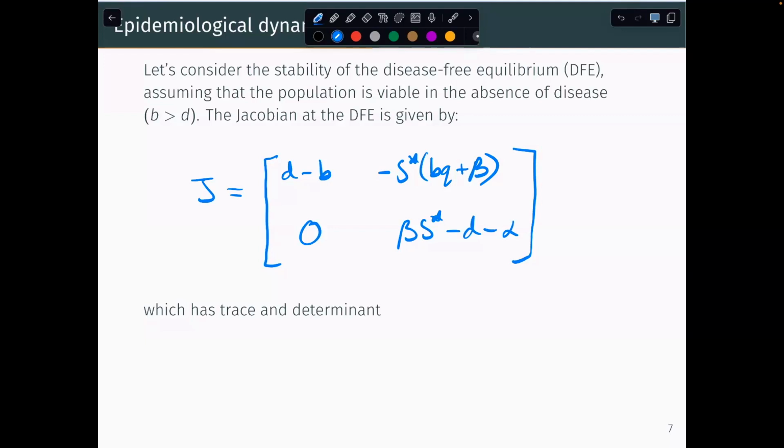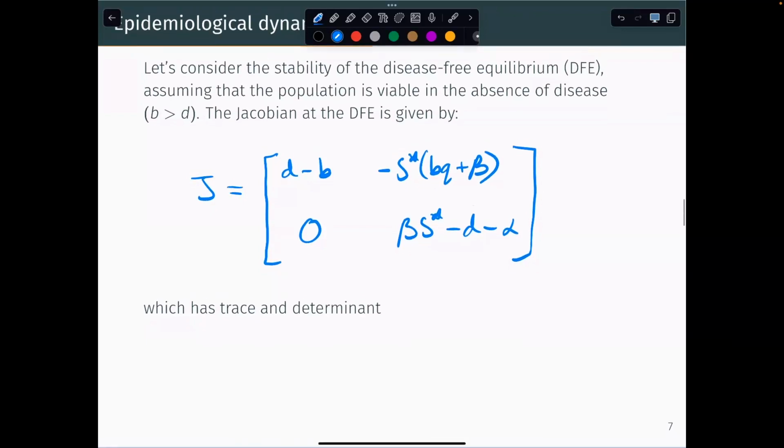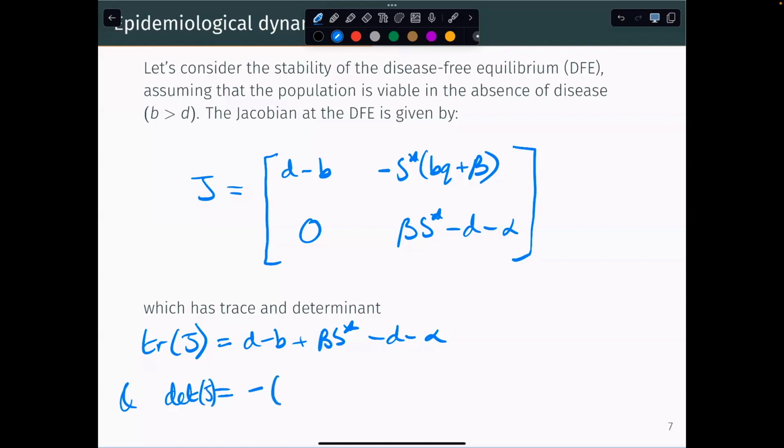Okay, if we want to look at the stability of our disease-free equilibrium, one way you can do that is use the Routh-Hurwitz conditions. So we can look at the trace and determinant. The trace of this is just going to be D minus B plus beta S star minus D minus alpha. And our determinant is going to equal minus (B minus D), times the bottom right element, beta S star minus D minus alpha.